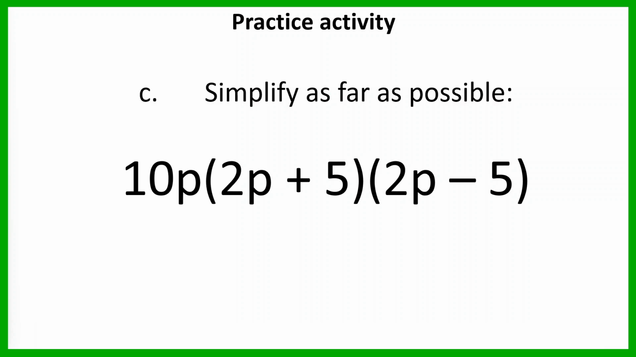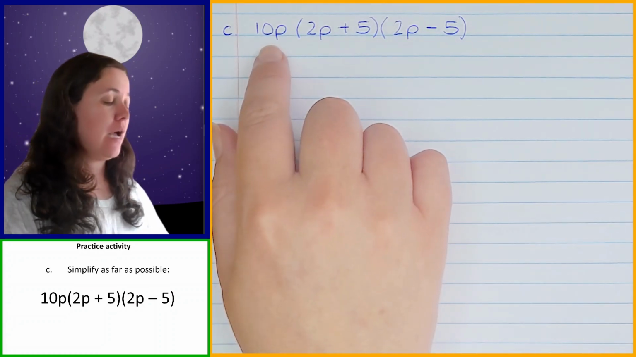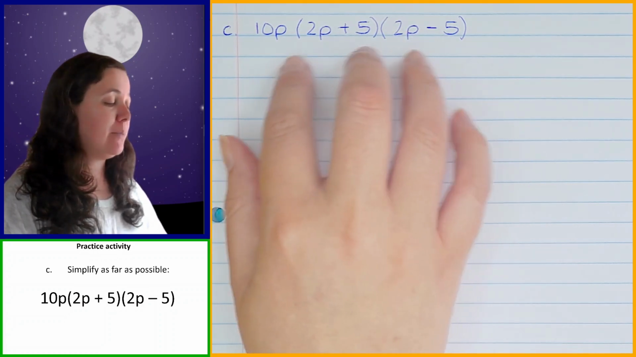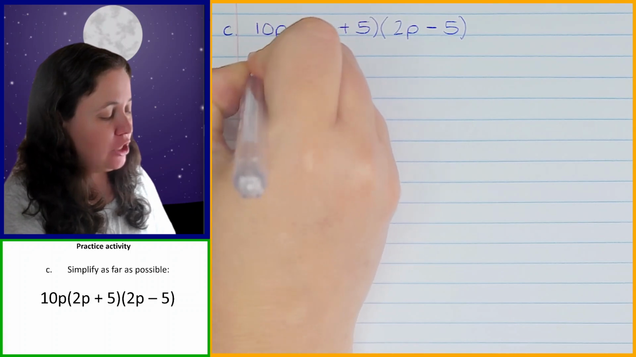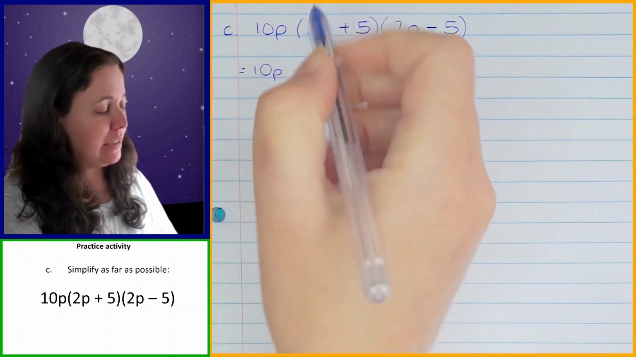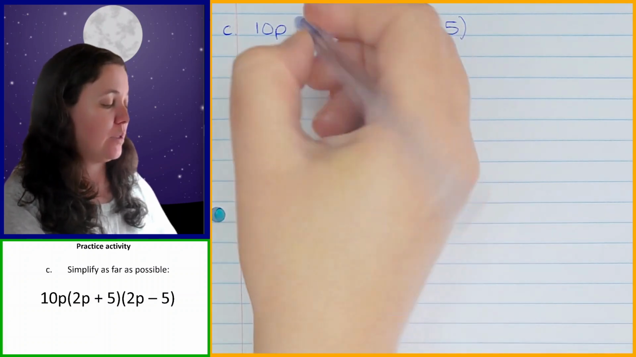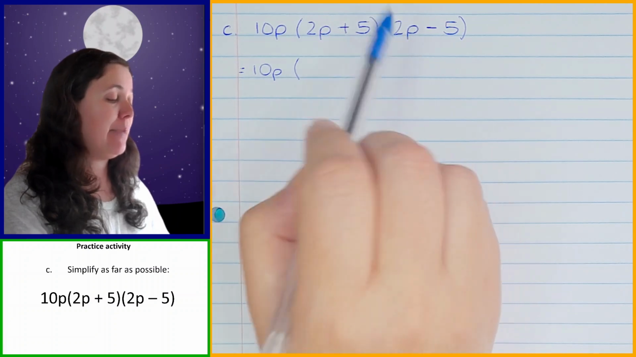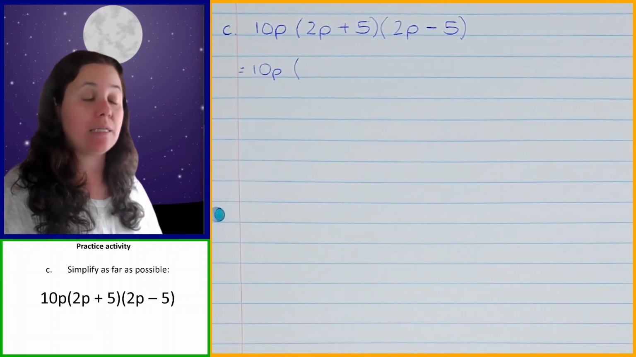Okay, so let's go through that question. So first, I've got over here a monomial multiplied by a binomial and another binomial. So the first thing I'm going to do is multiply my brackets together. So the 10p isn't going to change. And when I multiply my brackets together, the product needs to stay in brackets because I still need to multiply that 10p in afterwards. Okay, now if you look at these brackets, they are special because they're the same except for the plus and the minus, which means I can use my shortcut for the difference of two squares kind.